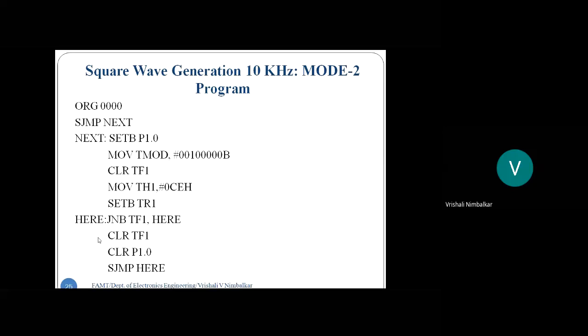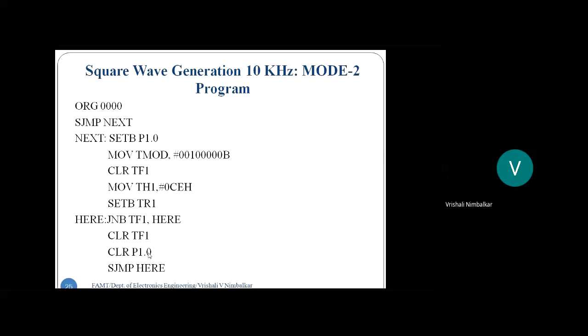Is that okay? But then see, there is a problem. Right? If I do it like this, jump here, then what am I doing? Again, clear the overflow flag, clear P1.0, and again going up. So every time when I go into the loop, what I am doing is just clearing P1.0. Right? How do I get a square wave? I mean, again, this is not something correct. We need to modify it.